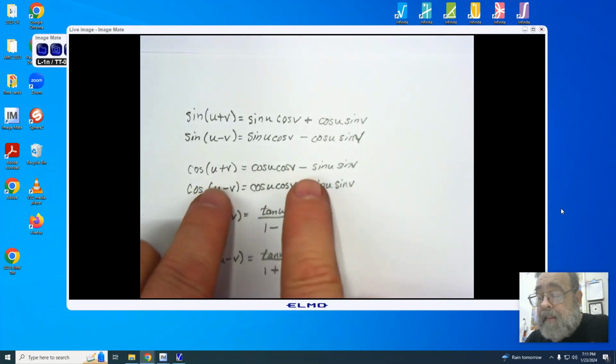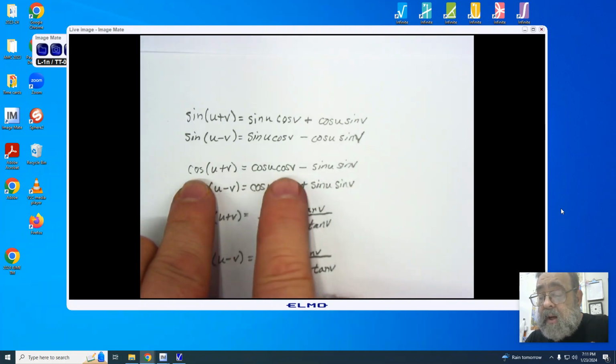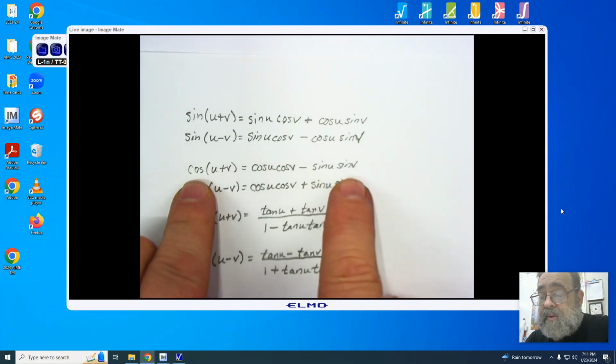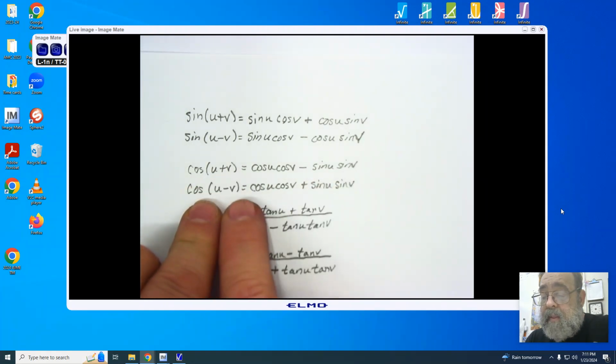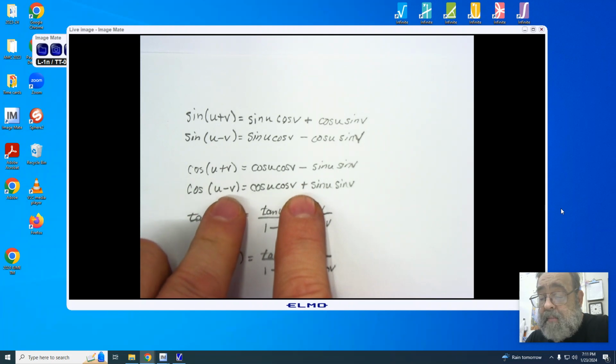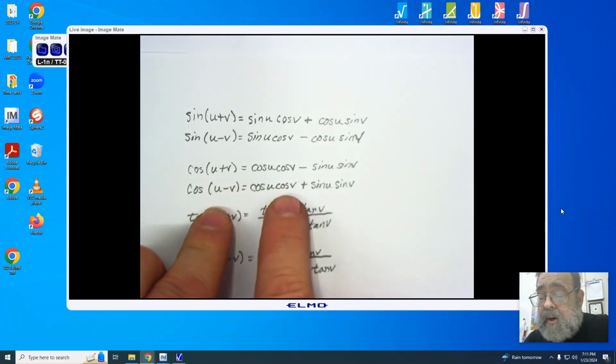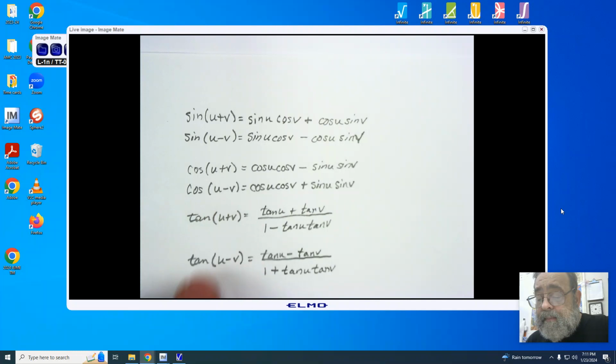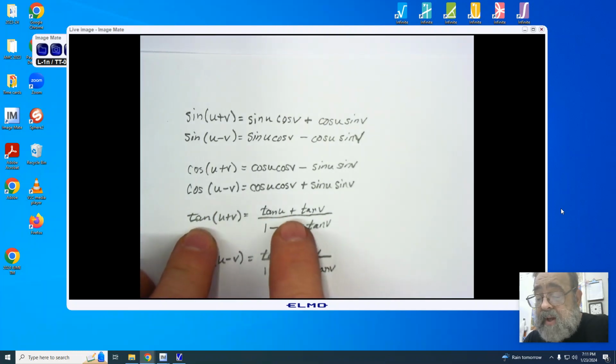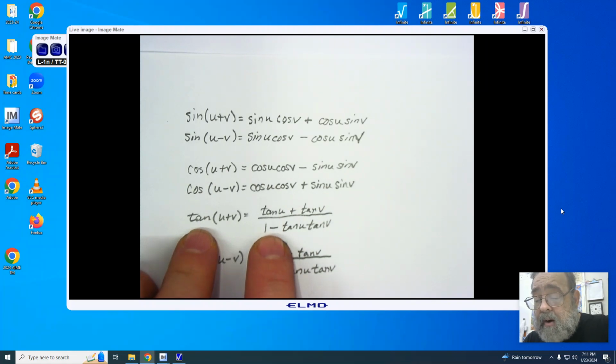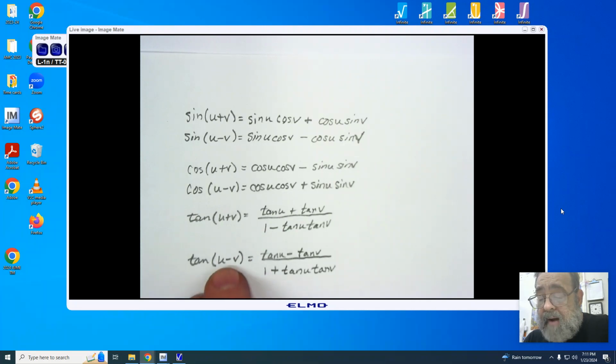Notice that it's going to have opposites, and cosine uses cosine times cosine minus sine times sine with a plus. Then we have the plus and opposite the minus inside, so cosine u cosine v plus sine u sine v. Tangent will have the sum on the numerator, and we'll have the opposite sign in the denominator, and we have that product, tangent times tangent. When we have a subtraction or a difference, we're going to have a minus in the numerator, and we have a sum in the denominator.